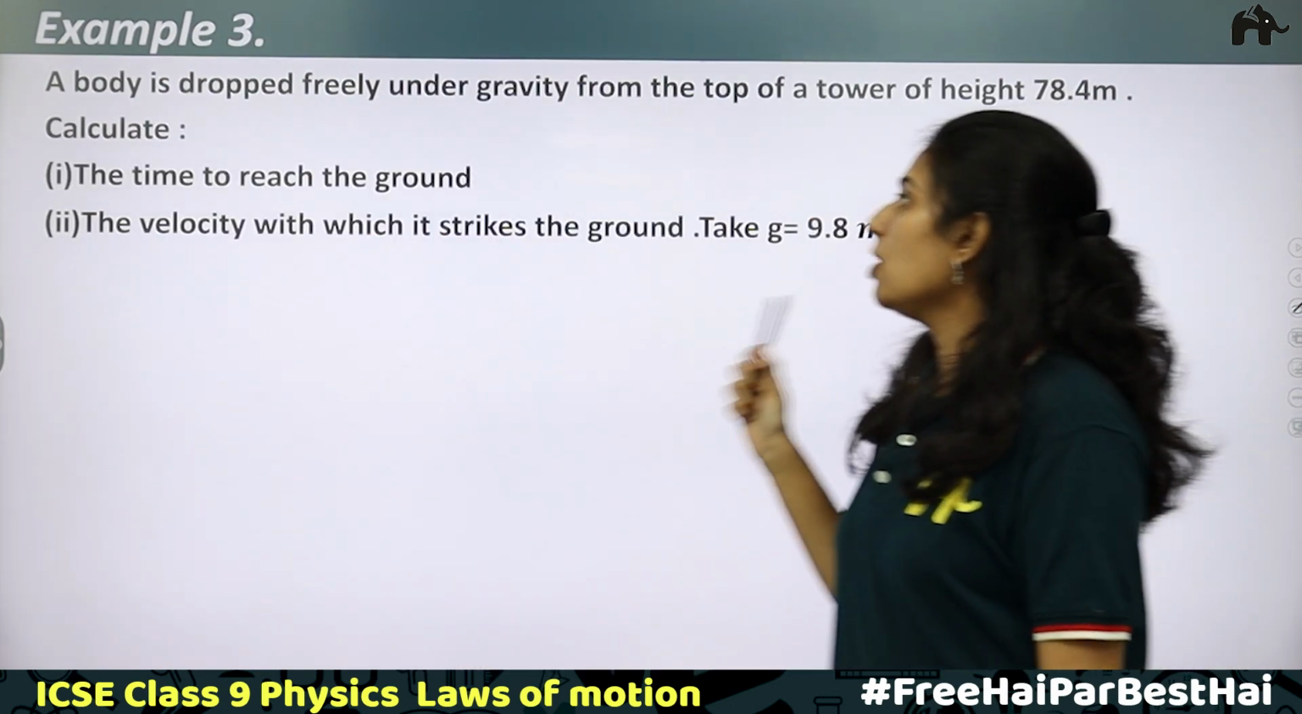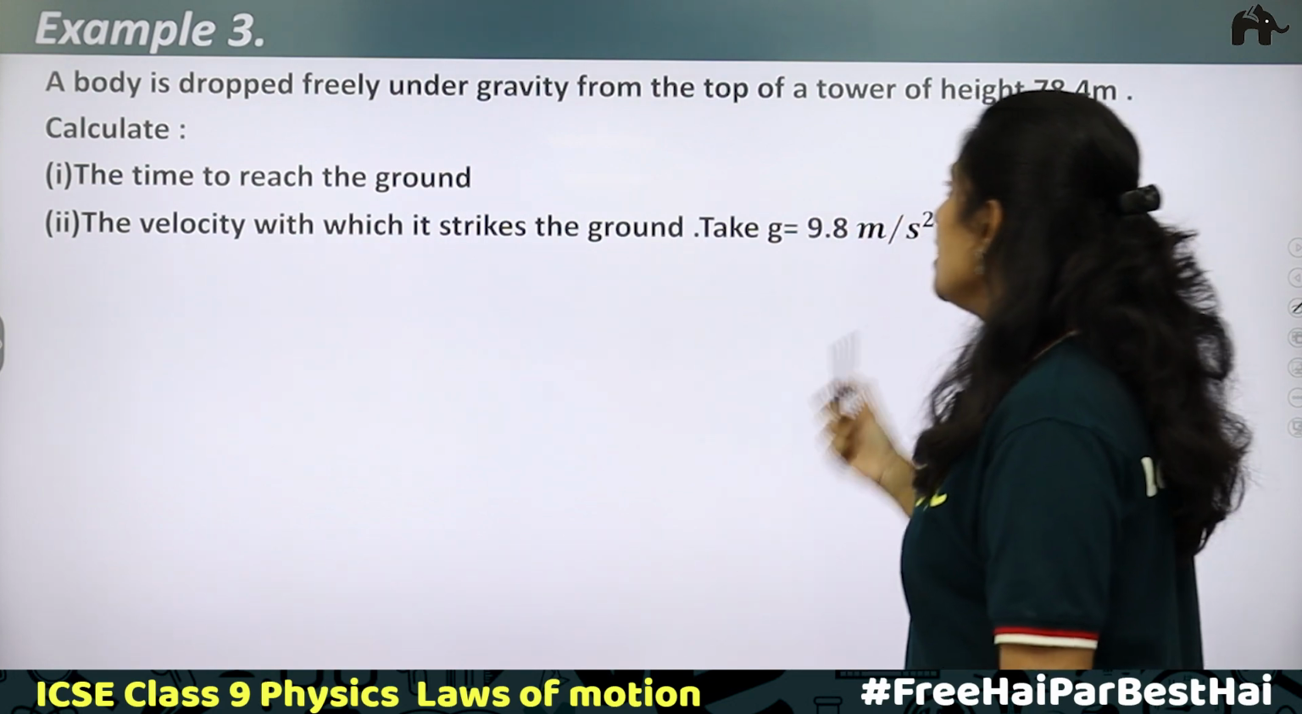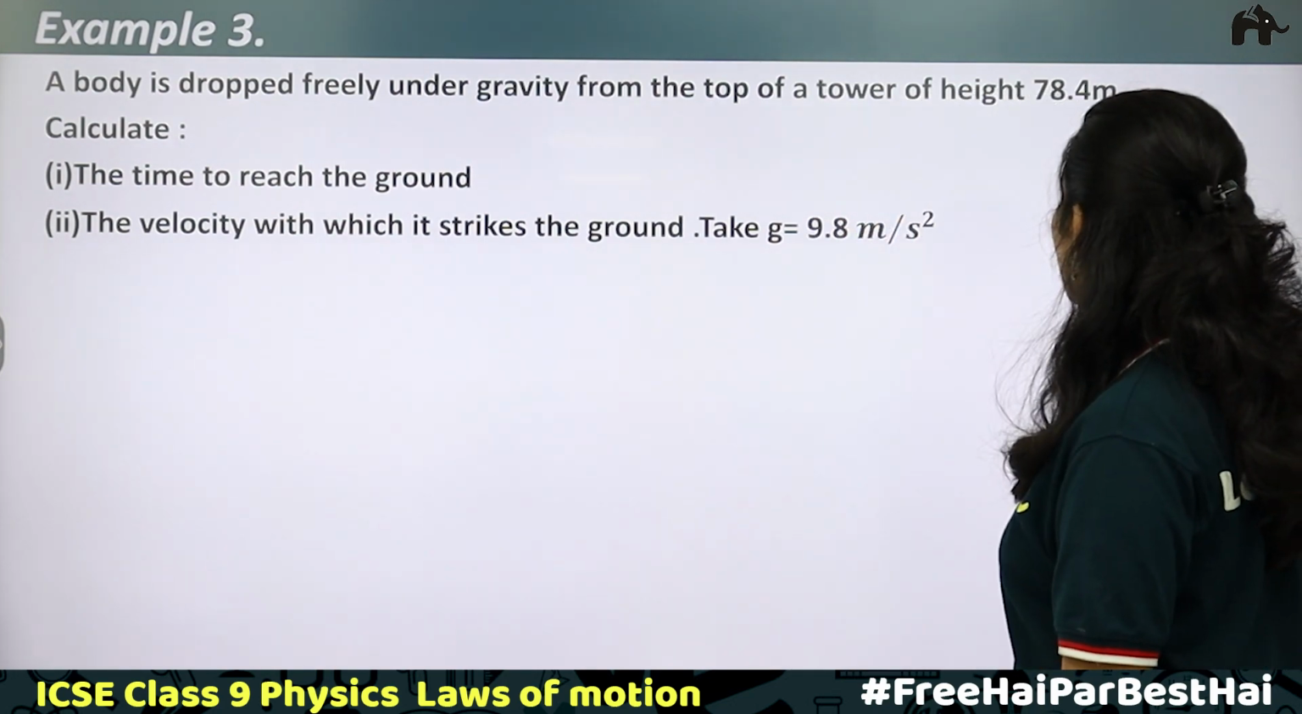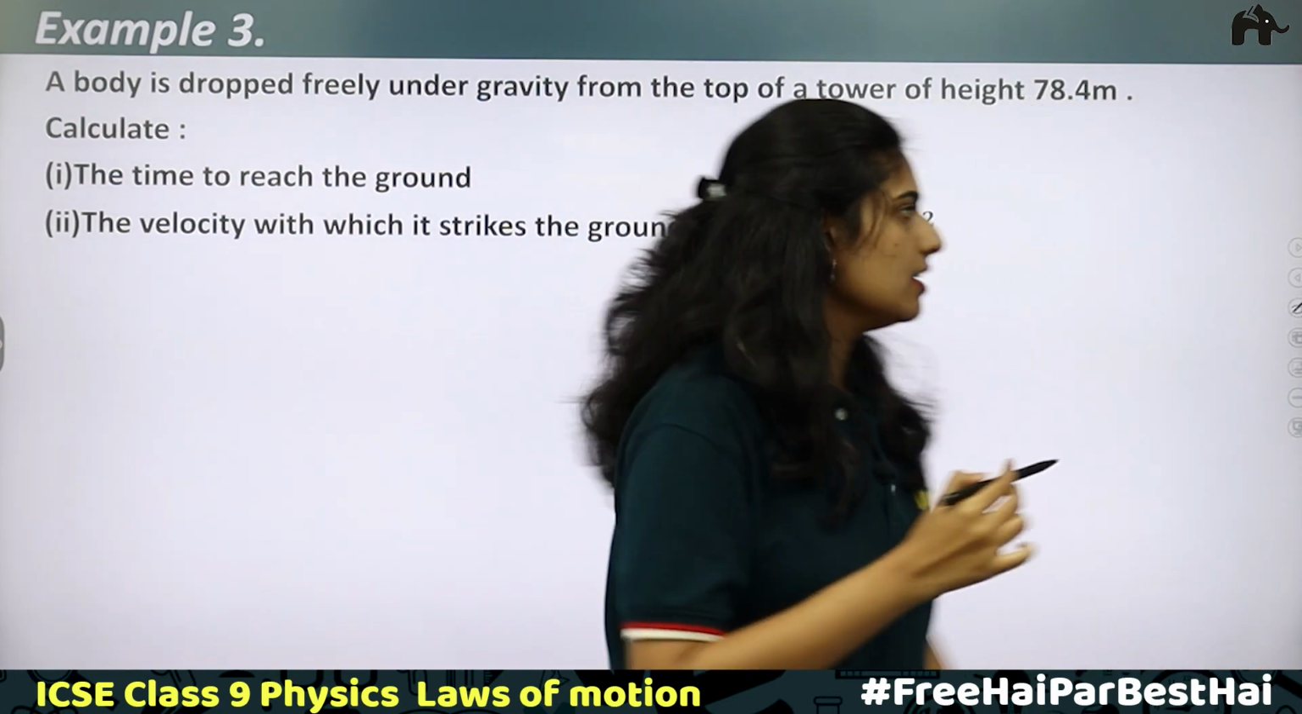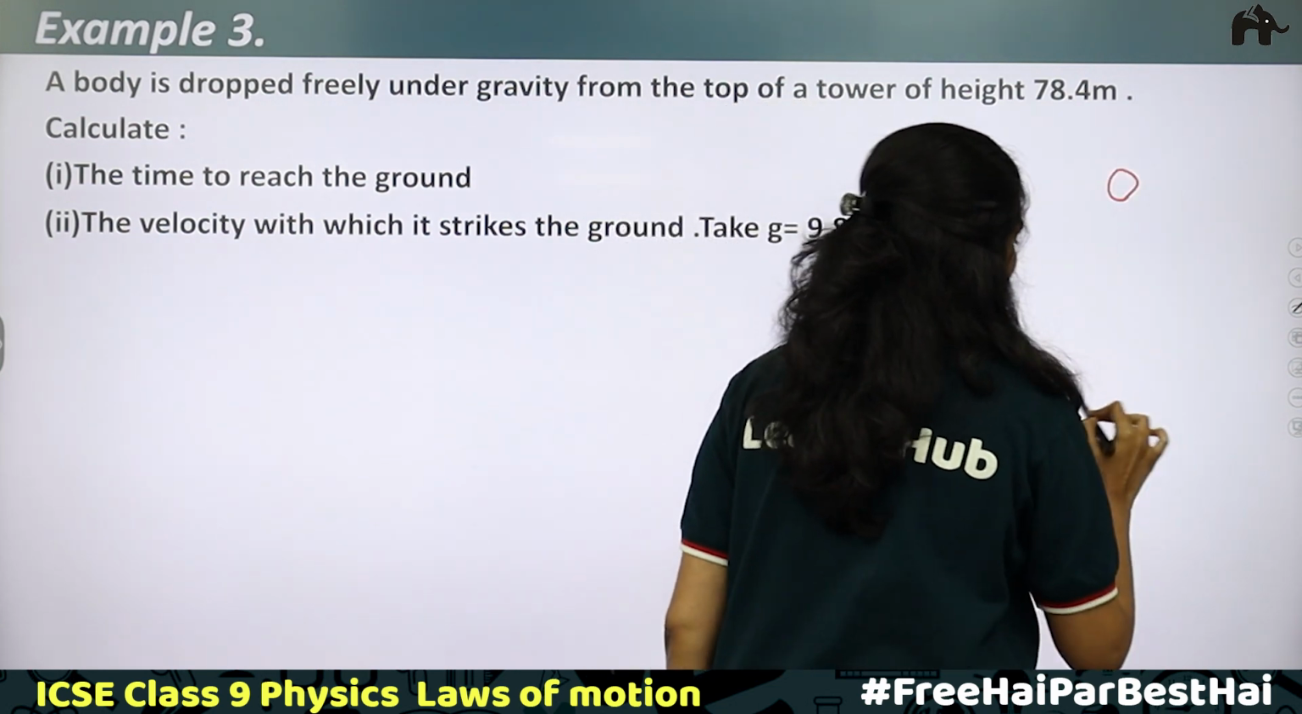Third example, a body is dropped freely under gravity from the top of a tower of height 78.4 meters. So here there is a body at the top of the tower.